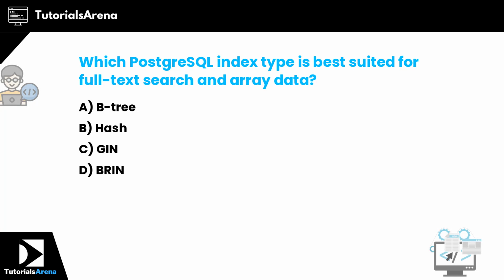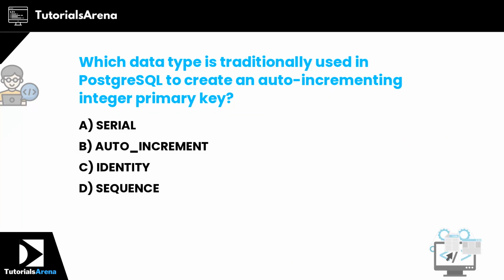Which PostgreSQL index type is best suited for full-text search and array data? The correct answer is option C, GIN. Which data type is traditionally used in PostgreSQL to create an auto-incrementing integer primary key? The correct answer is option A, serial.